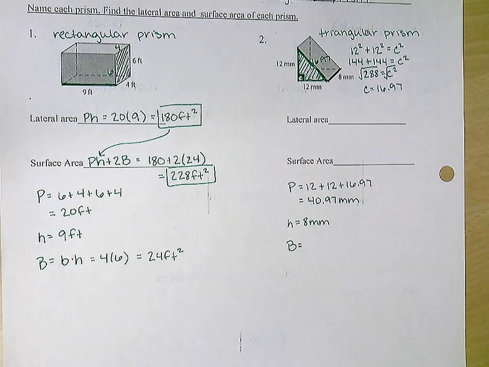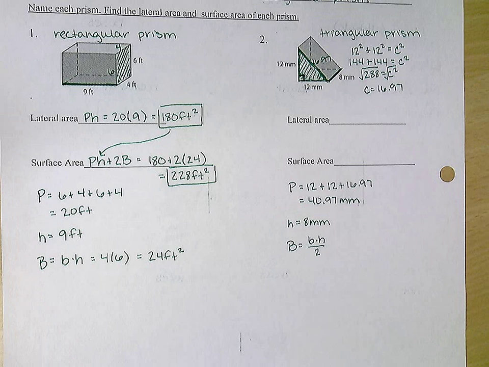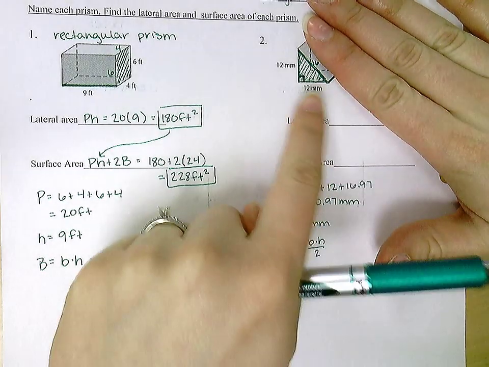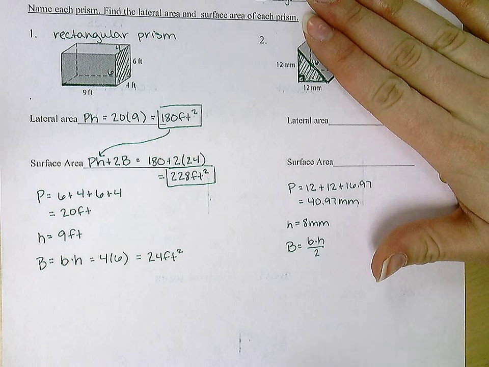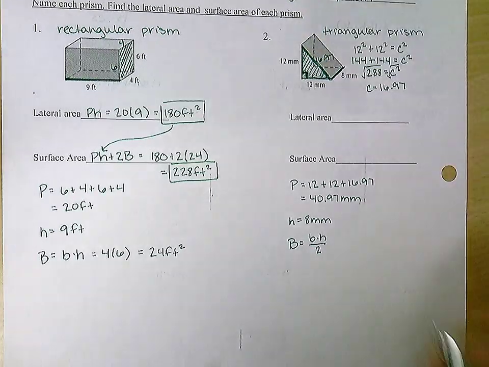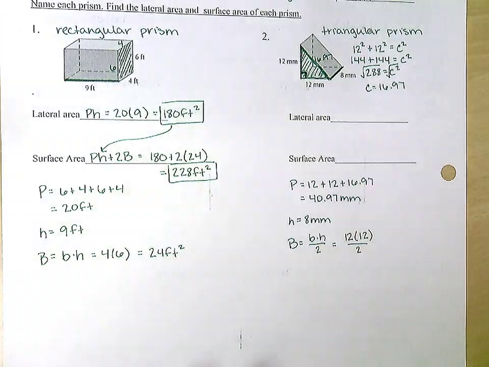Next I need the area of the base, or capital B. So again, my base is this triangle. How do I find the area of a triangle? Base times height divided by 2. Now again, it's just of this triangle. So if you need to, take your hand, cover up everything else. I'm finding the area of this triangle. What's your base length of the triangle? 12. What's the height of this triangle? 12. So I would have 12 times 12 divided by 2.